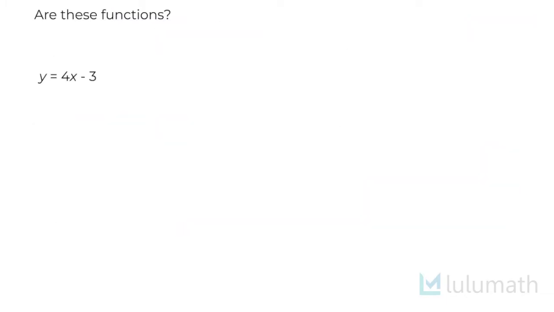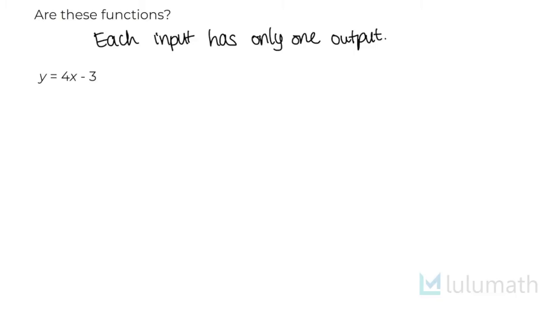Okay, so now we're going to take a look at some algebraic representations of relations, and we're going to see, are these functions? So taking a look at our first equation, we have a linear relation. We have y equals 4x minus 3. We know that this has a y-intercept of -3 and a slope of 4/1. But I want to know, is this a function? Could this linear relation be a function?